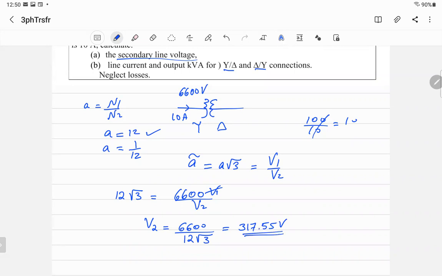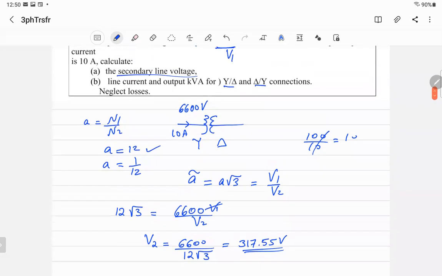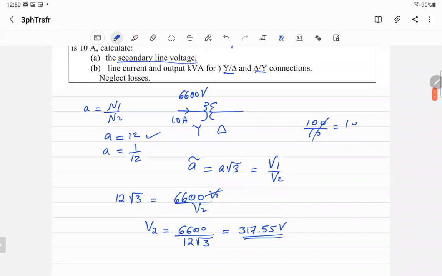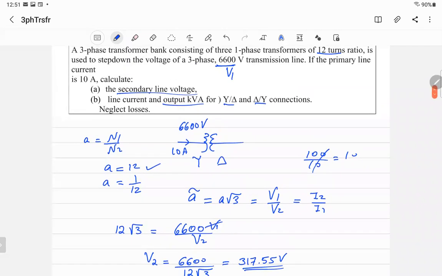We need to find the line current and the output. The line current, I have the same equation we got. I will just continue. It's equal I2 over I1, right? Or was the current opposite to voltage? And you want the line current and the output. Forget about this one. I'm now on line current. Line current, you got I2, I1. You can get anyone.